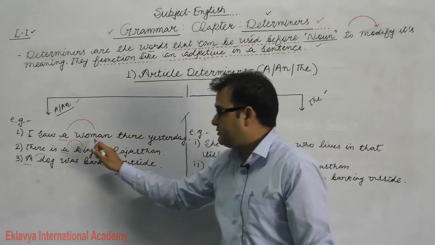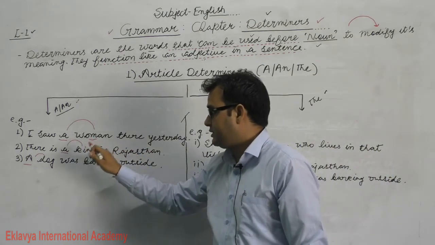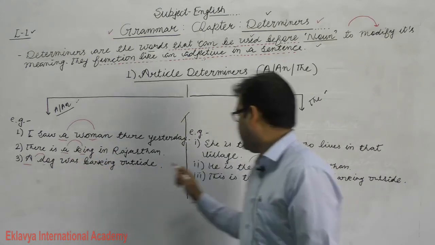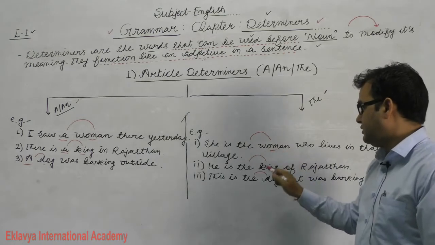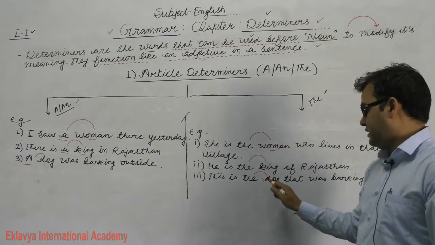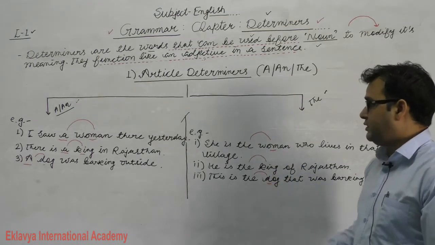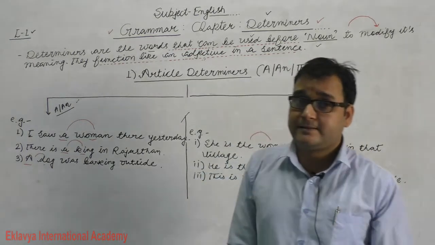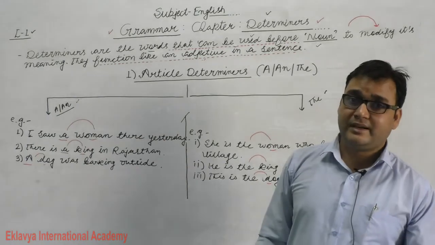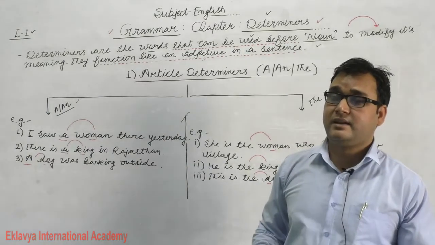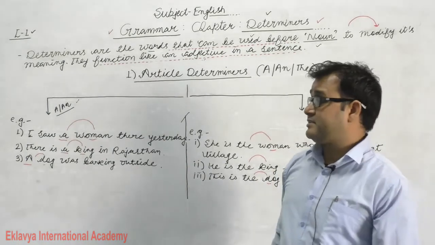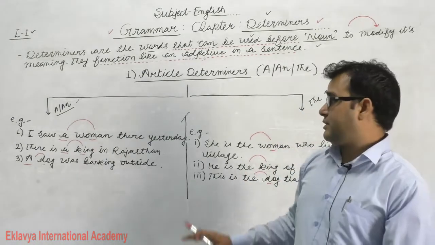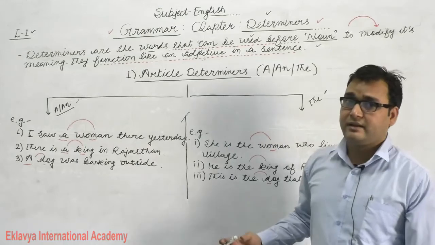So you can see that woman here is a noun, king is a noun, dog is a noun. Noun is the name of person, place, thing and quality. Where there is person, place, thing or quality, there is noun. Whether it's proper, common, collective, material or abstract, where these kinds of things are there, there is noun.